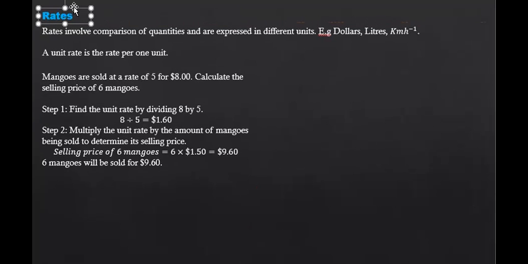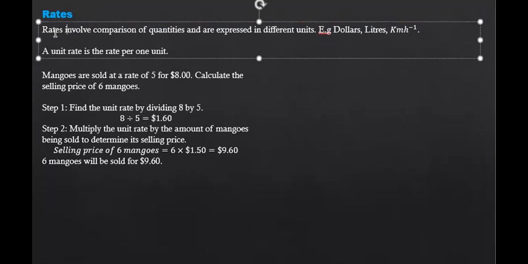Yes. Great. So rates. Now rates involve comparison of quantities and are expressed in different units. So we have dollars, liters, kilometers per hour, and a unit rate is the rate per 1 unit. So if they say mangoes are sold at a rate of 5 for $8, calculate the selling price of 6 mangoes. What we want to do is find the unit rate by dividing the 8 by 5. So that means 1 mango is $1.60.